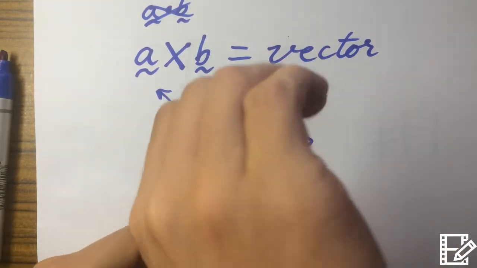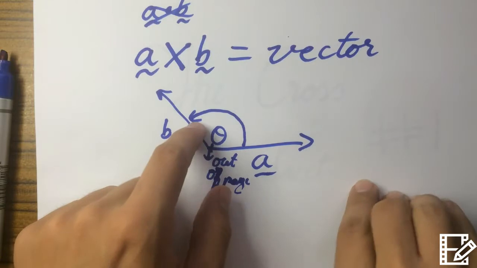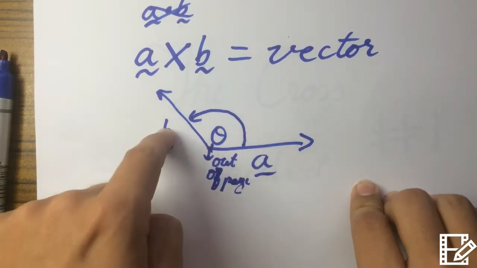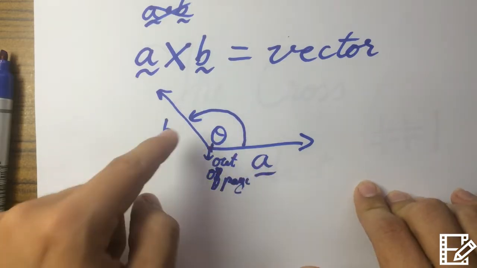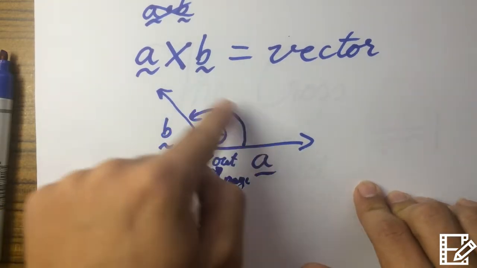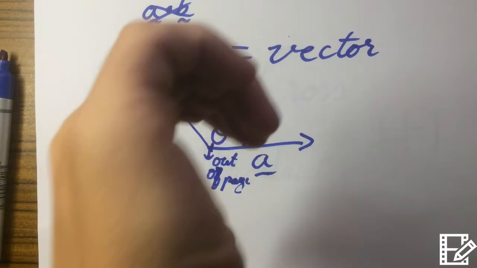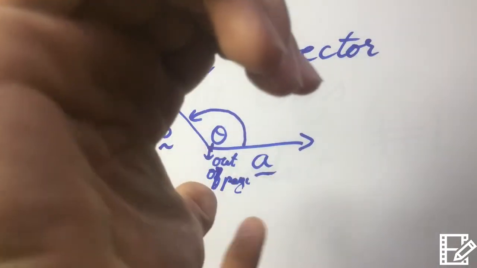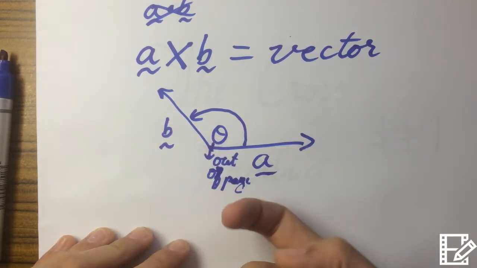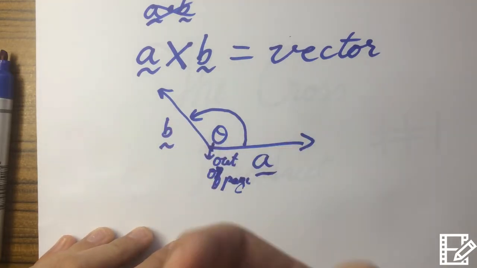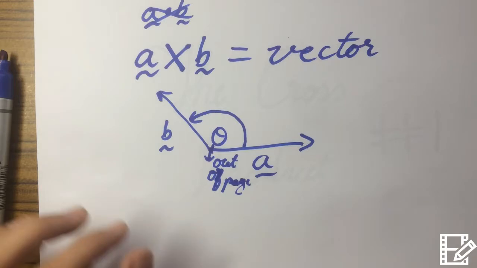And same if this is going the other way, say we were going B cross A instead of A cross B, this direction would be changed. Therefore, we'd be going clockwise, and therefore we'd have a vector resulting downwards. But because we're going A cross B, we have a vector resulting upwards, in the positive k direction.